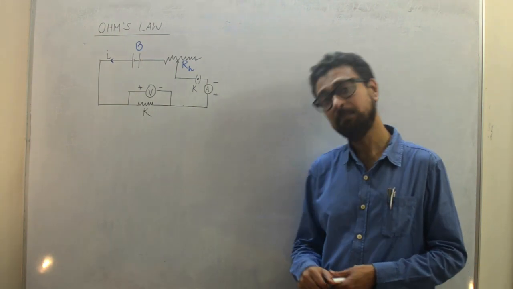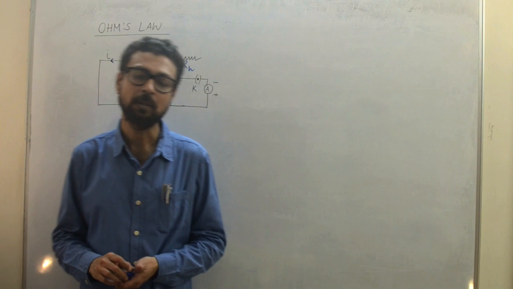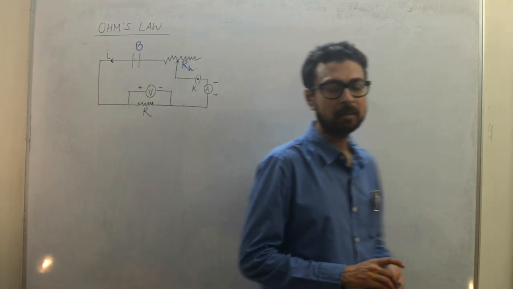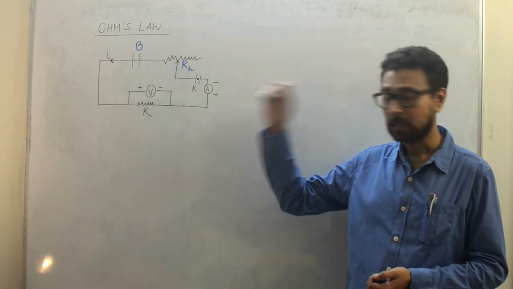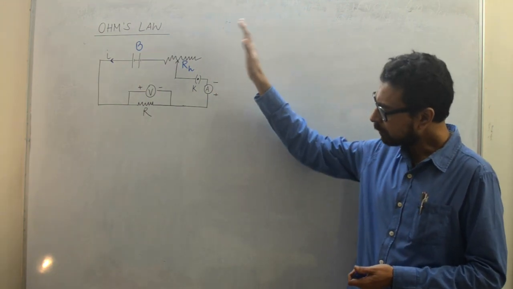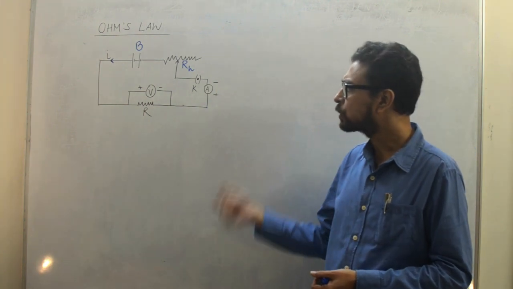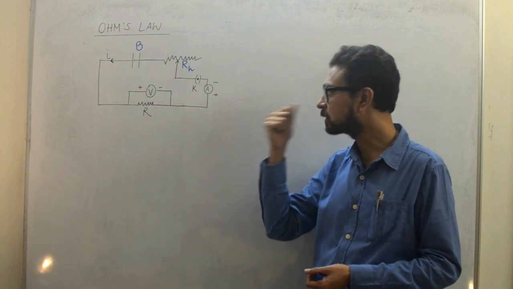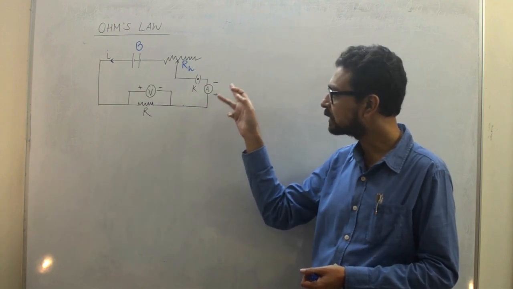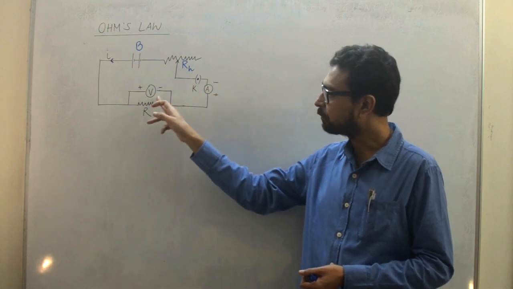This is important because until and unless these concepts are clear to you, you won't be able to understand the basics of current electricity. It is very important, I am telling you. So this is the arrangement, and what we do is we change this rheostat. We change the varying resistance, and we see the readings in the ammeter and the voltmeter.